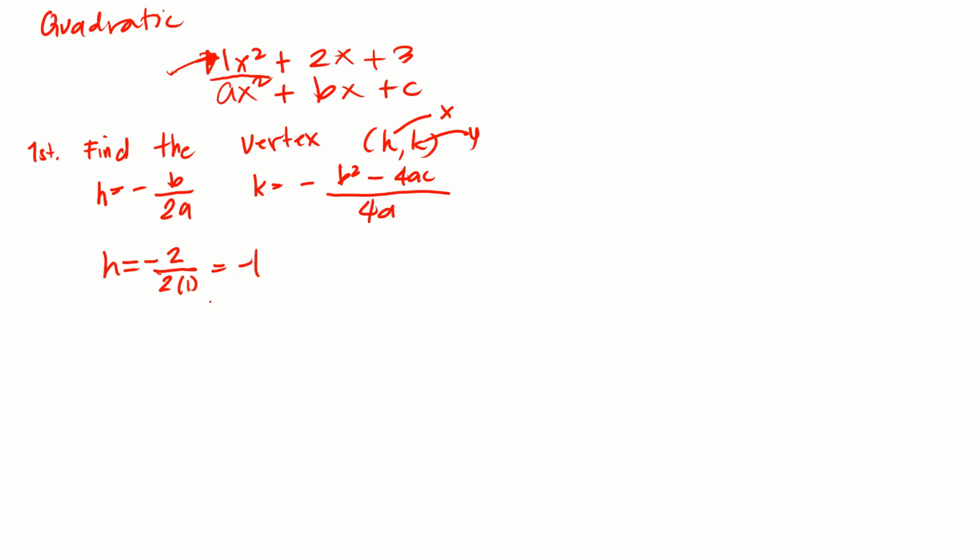So I can just use this value of h and then use the given quadratic equation to look for the value of the vertex k. Or I can use this formula for k to look for the value of k. So step number 2, the second step, is to find k.